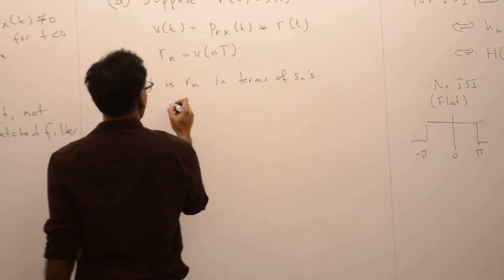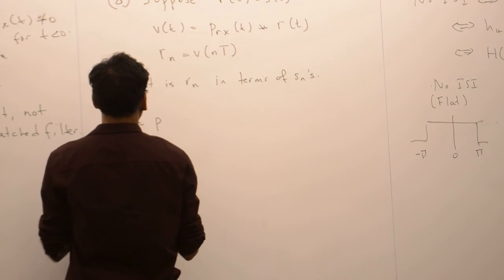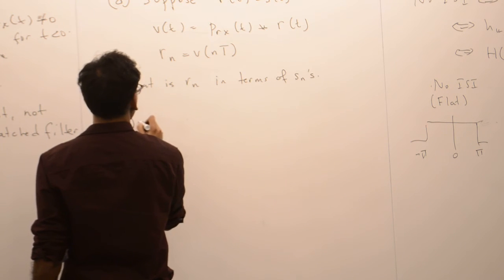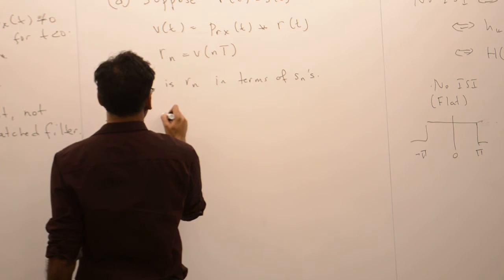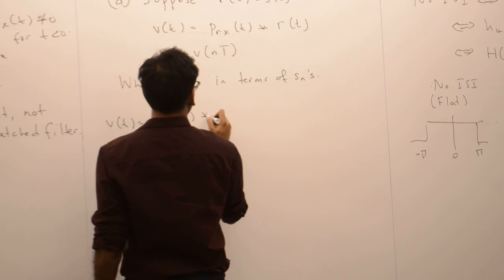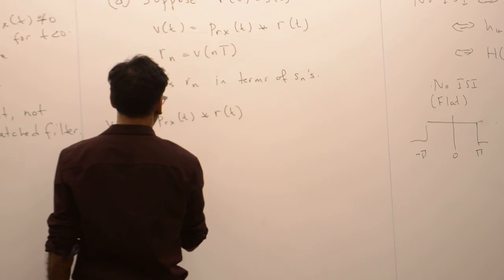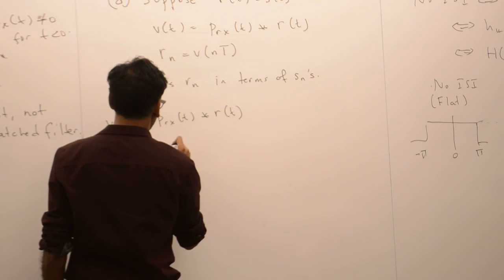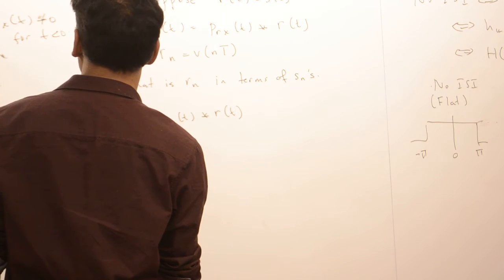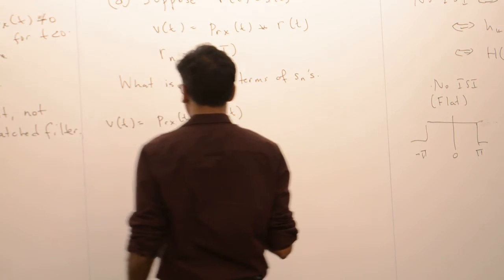Okay. So this one here will be PRX. So let's just look at V of t first of all. V of t is PRX of t convolved with R of t, all right? But this is kind of messy. You can kind of intuitively see here. Oh, then you know what, I'll just directly do it like this, all right?